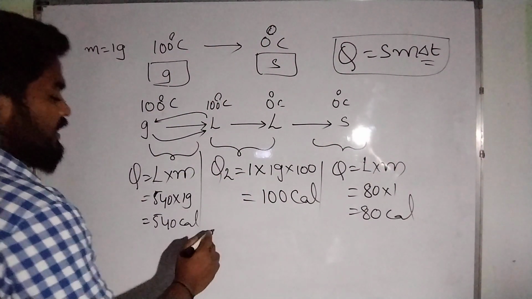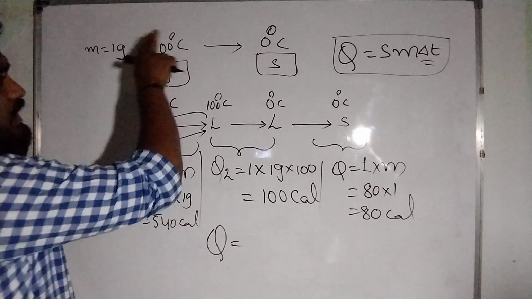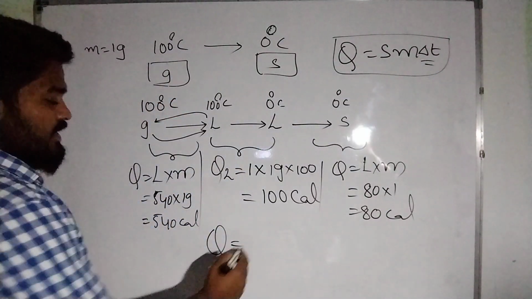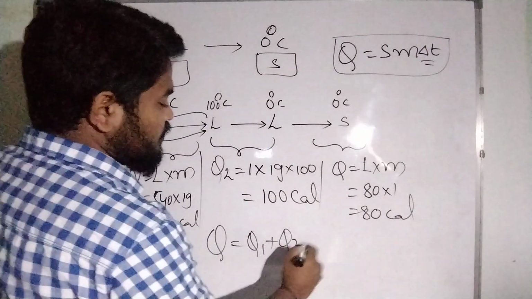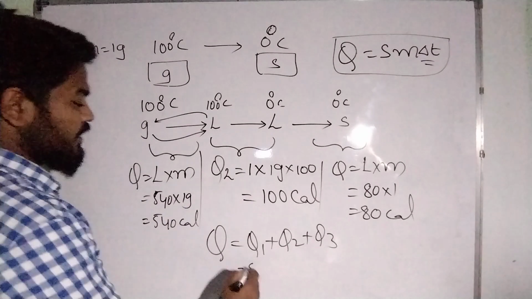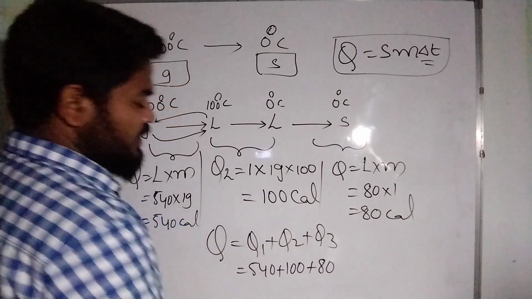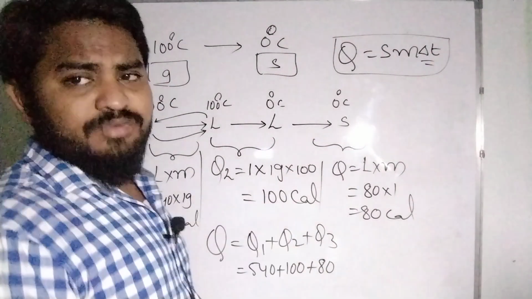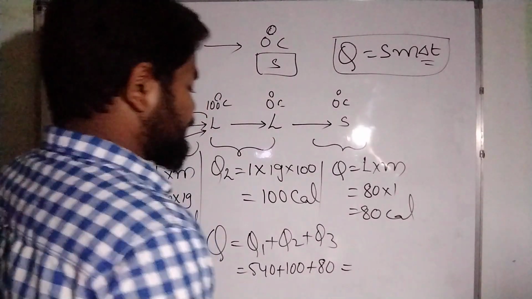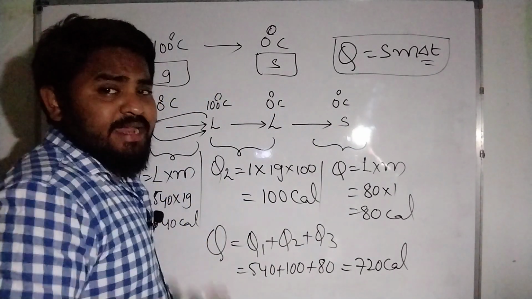So now the total energy released when 1 gram of water vapor at 100 degrees Celsius is converting into 0 degrees Celsius is Q1 plus Q2 plus Q3. So what is Q? 540 plus 100 plus 80, right? 540 and 100, 640. 640 and 80, that will be 720 calories. I hope you understand well, right?